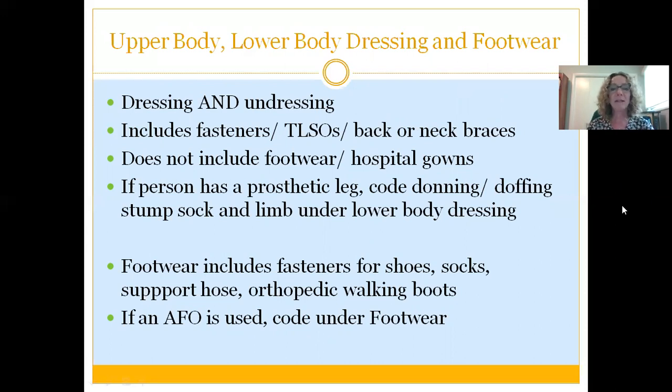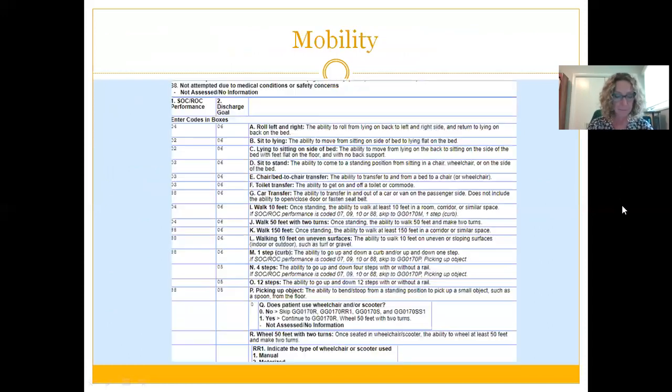If they've got a prosthetic limb, you want to code donning and doffing of the stump sock, the shrinker, the limb itself. That all goes under lower body dressing. With footwear, if the person wears an AFO, that would be considered a part of their footwear, along with any kind of orthopedic boots, support hose, those kinds of things. Socks and shoes would be considered footwear.